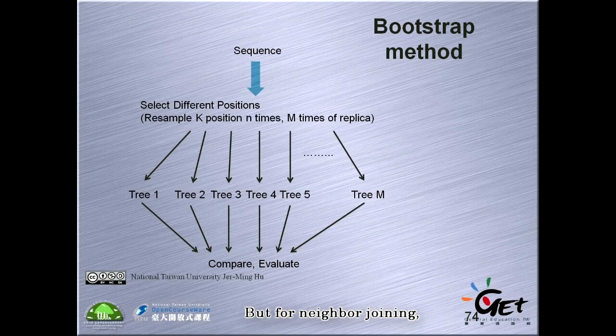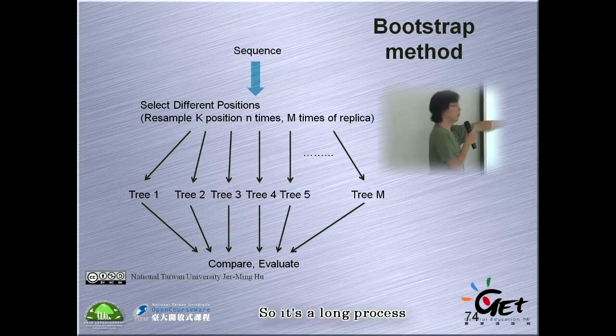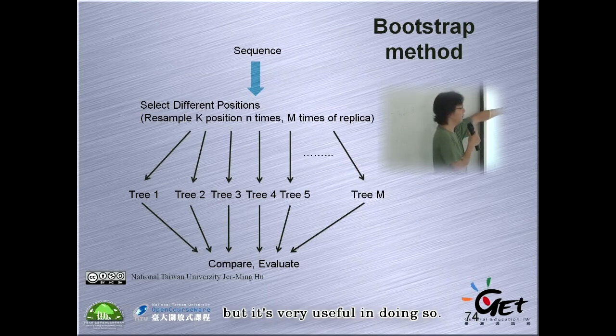But for neighbor joining, if one analysis takes 1 second to finish, then if you want to replicate 1,000 times, it will take 1,000 seconds. So if it takes 1 hour to finish the maximum parsimony, then again it will be 1,000 hours if you want to make 1,000 replicates. So it's a long process, but it's very, very useful in doing so.